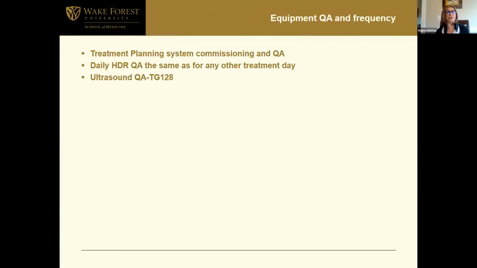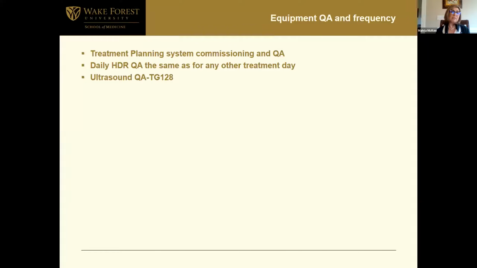Then you have your HDR QA, which is on the same day of treatment. You have to do these machine QAs to make sure that everything is working fine, your connectivity is correct, your door interlocks are correct, everything that is related to your HDR unit is working.